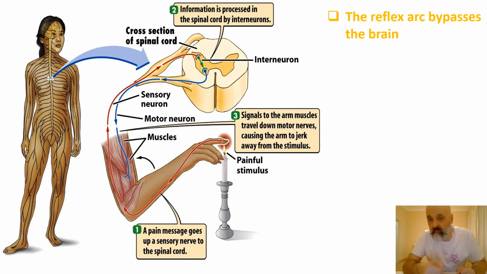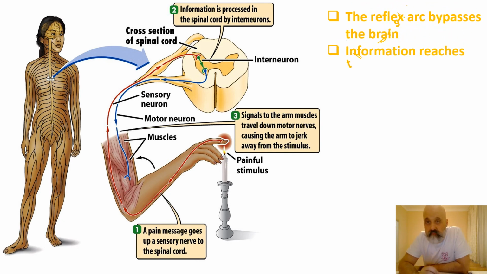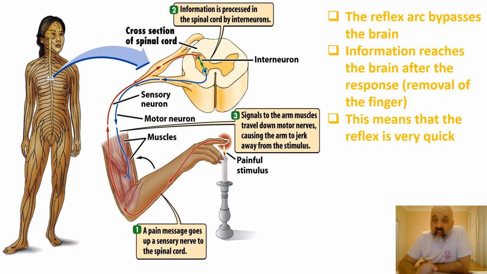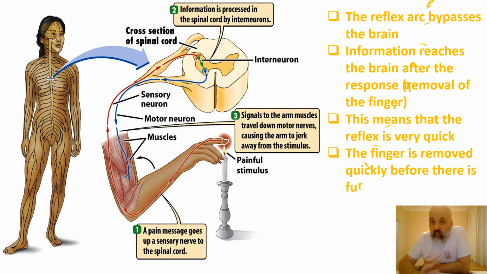Why? Well, the answer should be obvious. It's fast. When you start thinking, it's slow. If it's automatic, it's fast. And that reduces the injury or the harm that is done. The information reaches the brain after the response. Of course, you still know about it, but you've already responded to it by then. This means the reflex is very quick. That's the important thing about reflex arcs. And the finger is removed quickly before there is further damage to the finger, before the burns become more serious.